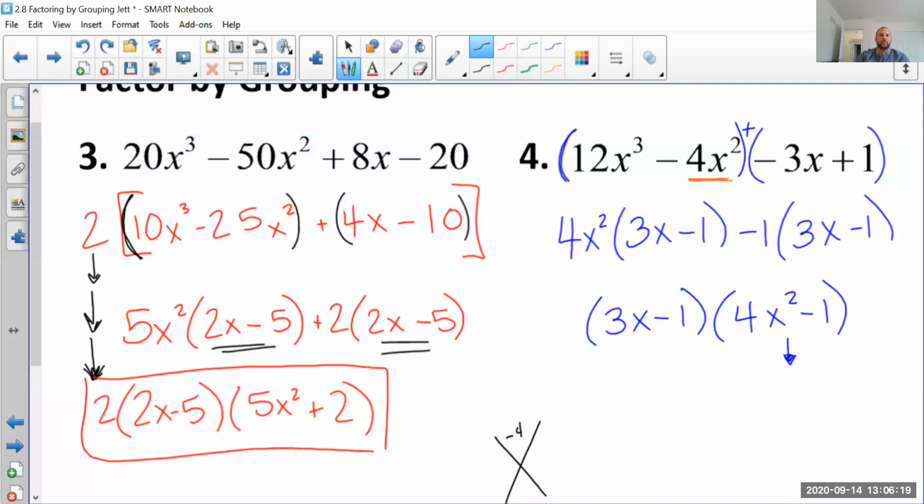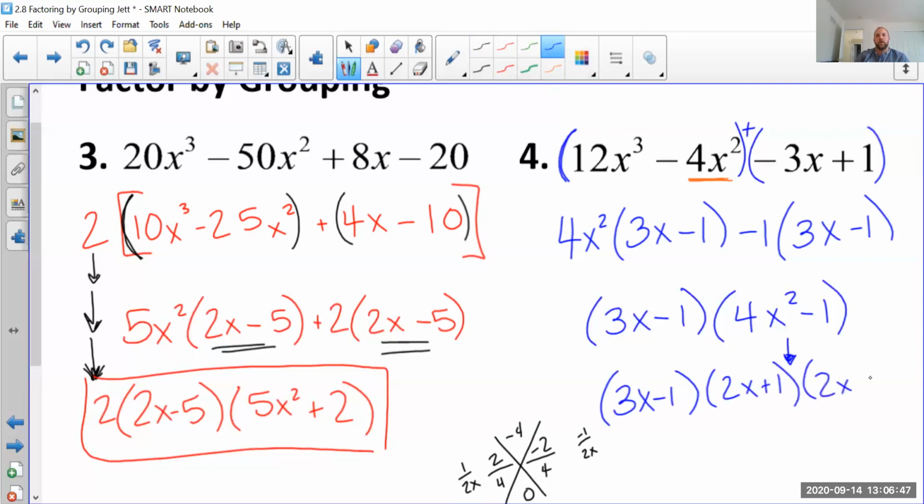So if you're using your x method, we get this. 4 in the a's in the bottom. So that's plus 2 and minus 2, which simplifies to 1/2 and negative 1/2. So when I factor this, it's going to be 3x minus 1 still. And this is going to factor into 2x plus 1, 2x minus 1. And so that is my final answer.